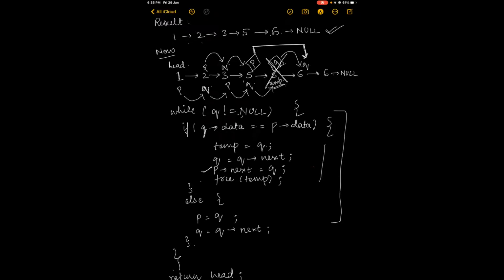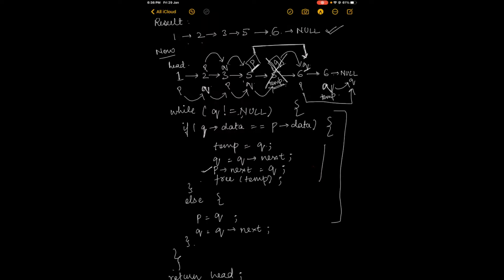link. Once this happens, since this is our P, this is our Q, and both of them are different, we will move one step forward again. So now this will be our P and this will be our Q. Again, this is the same situation where the data in both is equal. So this will be our temp, Q will move one step forward, and so this is Q, and P next is equal to Q.